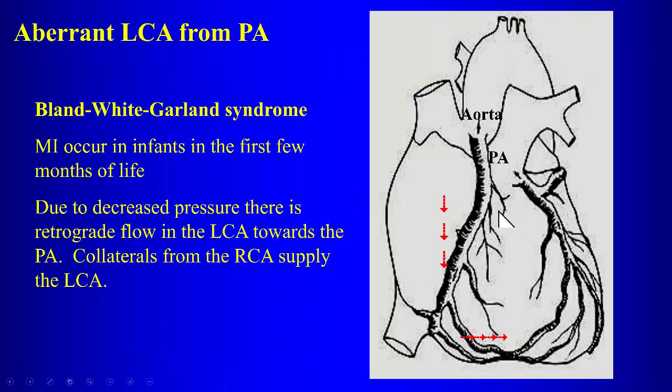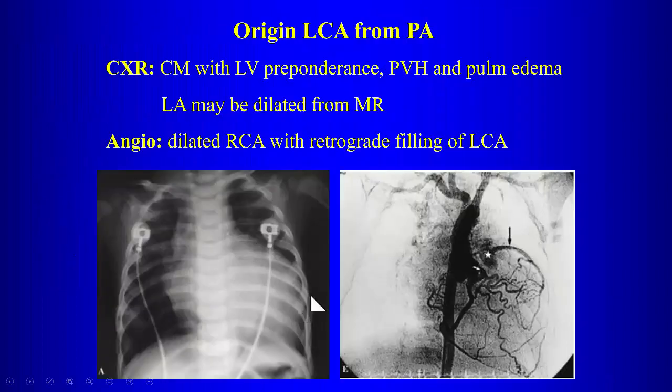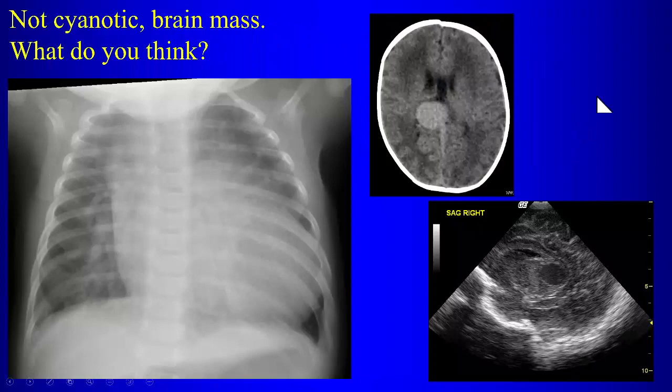And we covered this before. It's the same as Bland-White-Garland syndrome. So when the left main coronary artery originates from the pulmonary artery, we have collaterals from right to left, reversal of flow in the left that goes into the pulmonary artery. That results in ischemia and failure, and it can cause failure very early in life. Okay? So we did cover that before as another nice example. See the collaterals from the right to the left, reverse flow in the left going into the pulmonary artery.